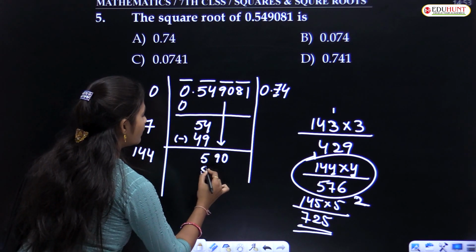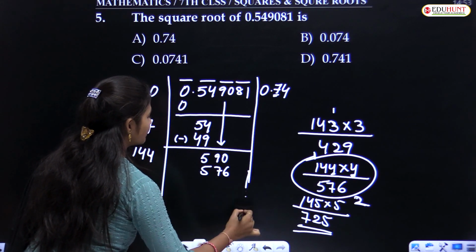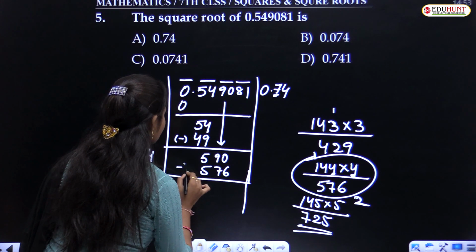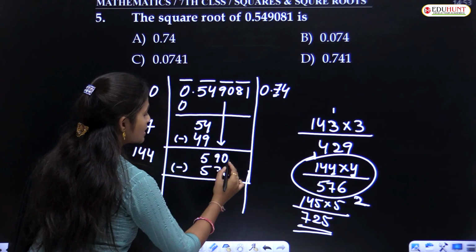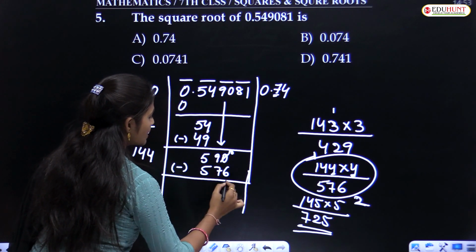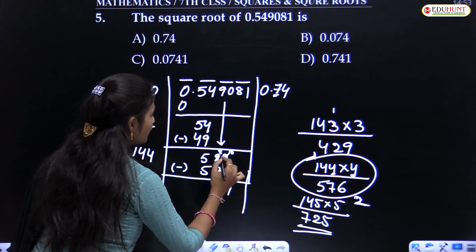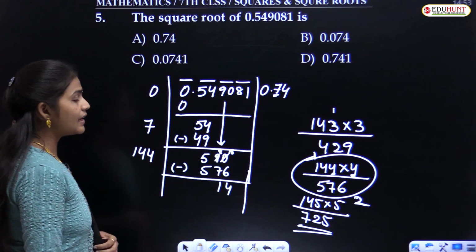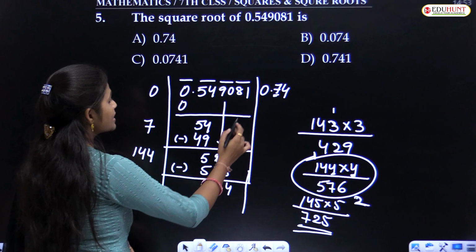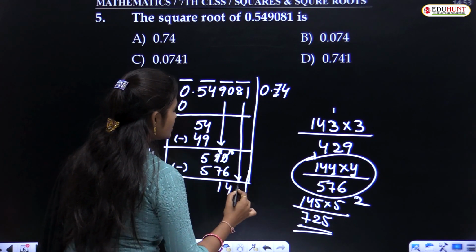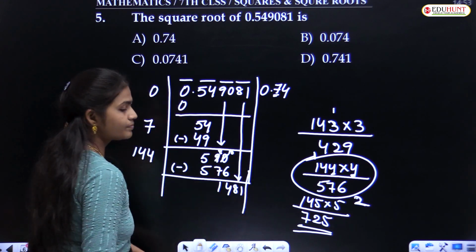What will you get here? 576. Next, take its difference. 0 minus 6, which means 10 minus 6 is equal to 4, and here 8 minus 7 is equal to 1. That is 14. Next, bring down another two numbers, that is 81.